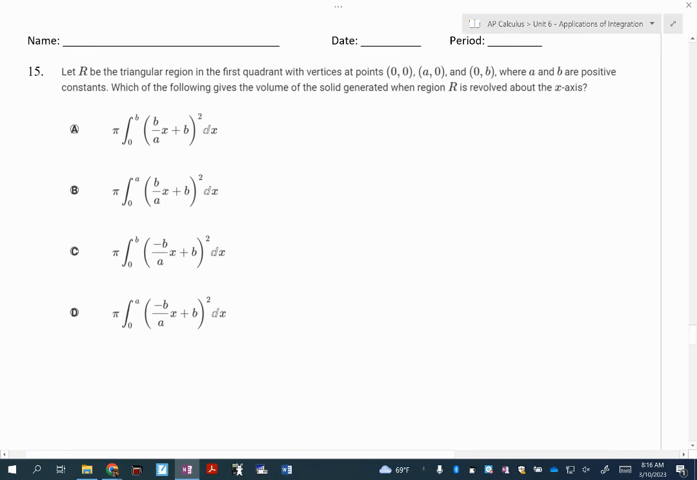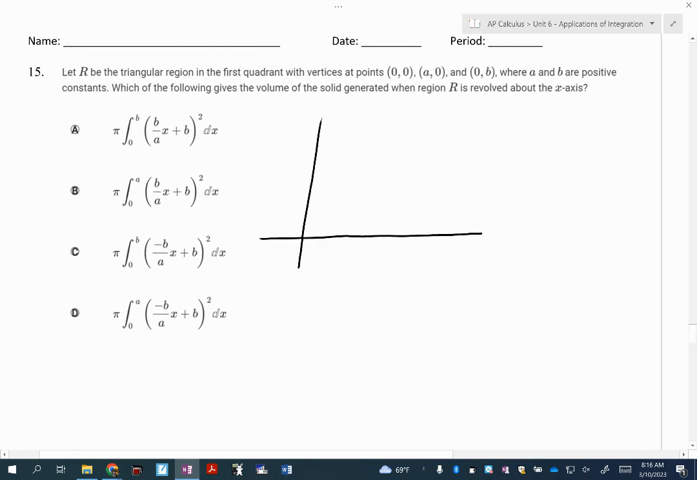Okay, 15 says R is a triangular region. We've got to do a sketch here. In the first quadrant with vertices at 0, 0. Well, we know this one is 0, 0. Then we've got A, 0. So this is A, comma 0. And then this is 0, comma B. And this is a triangle.